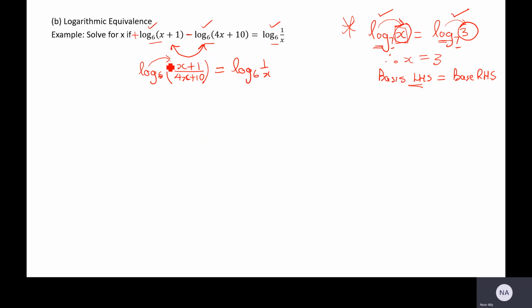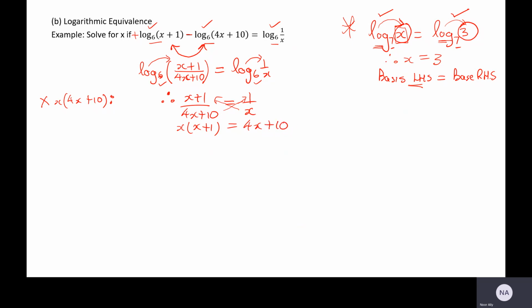Now I can say log is acting on that fraction, log is acting on that, and the base 6 and the base 6 is the same. Therefore, that x plus 1 over 4x plus 10 must be equal to 1 over x. There you go. And now I can solve this, just like we did in school. Now, because I have one fraction on the right-hand side and one fraction on the left-hand side, I can do cross multiplication. Or if you want to do the long way, you can multiply by the LCD, x times 4x plus 10. You're still going to get this answer, x times x plus 1 is equal to 4x plus 10.